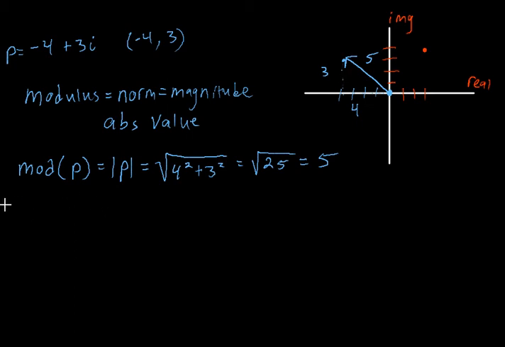Well, the other thing that we can find with complex numbers is going to be your direction. But when we're dealing with complex numbers, we're actually going to call it something else. Instead of the direction, we're going to call it the argument. So the argument of p is equivalent to the direction of p.